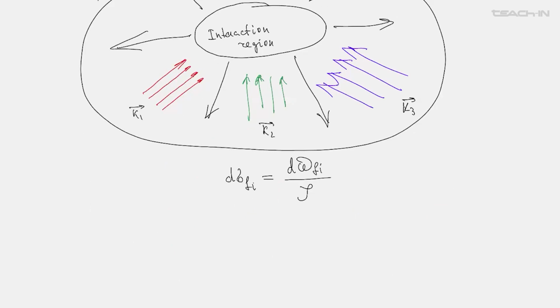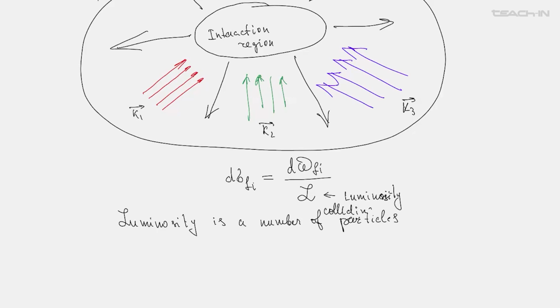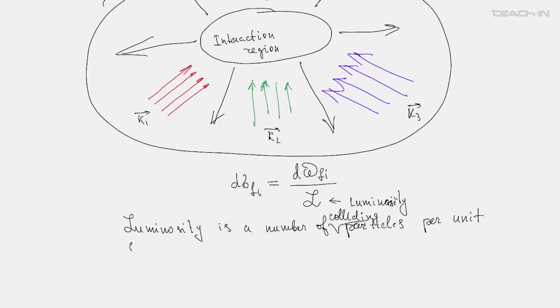Luminosity. So once again, luminosity is a number of colliding particles, particles produced by the accelerator per unit cross area per unit time.